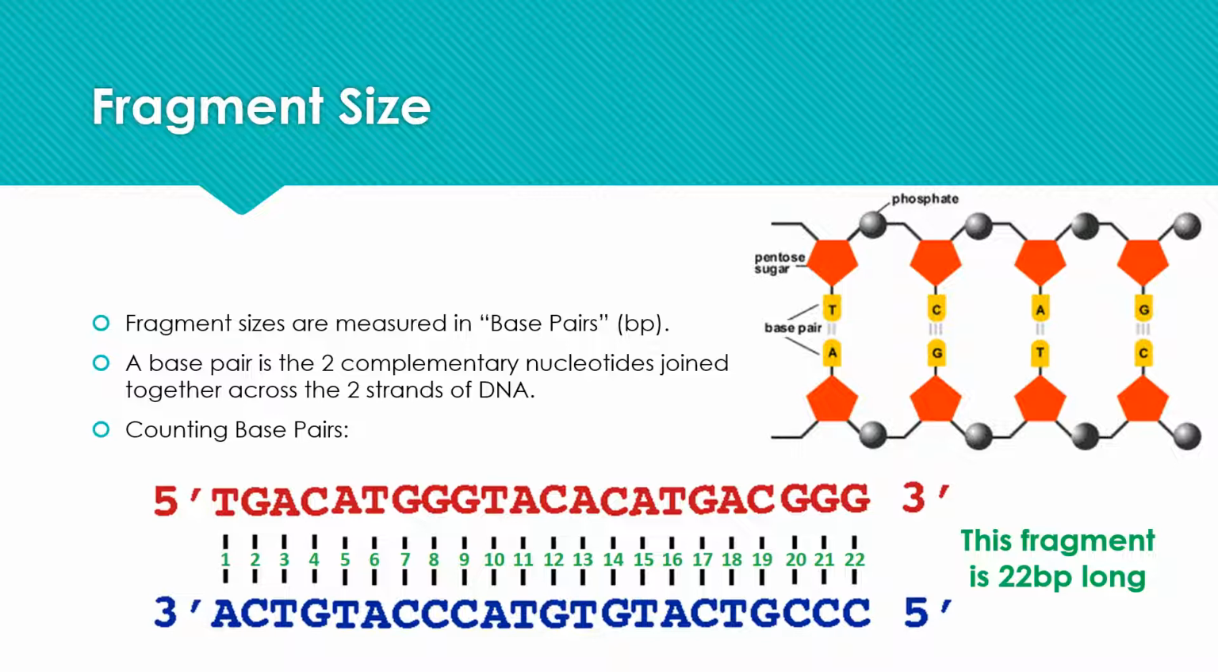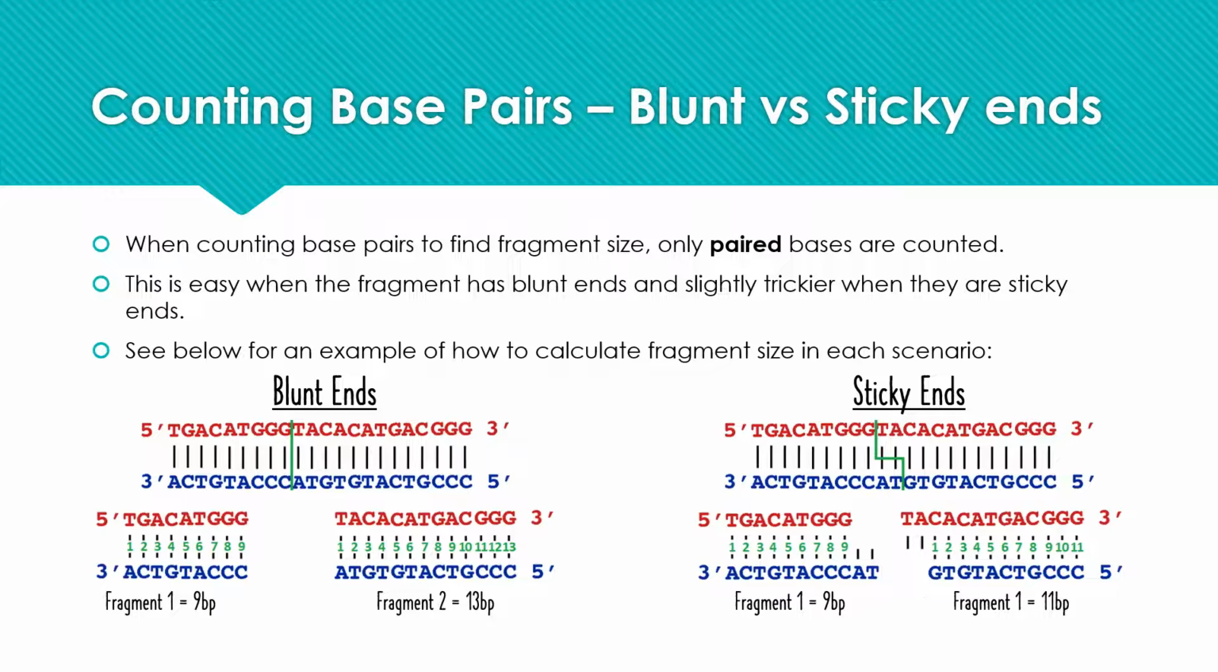Now that can seem pretty straightforward, but when you start to talk about fragments that have been cut with an endonuclease, occasionally this can get a little bit more tricky. There's a slight difference in how you count those base pairs, depending on whether you have a blunt end versus a sticky end. The thing to remember is that you're measuring in base pairs. If you have a base and it is not paired, it doesn't get counted. If you have blunt ends, this is super easy because they should all still be paired.